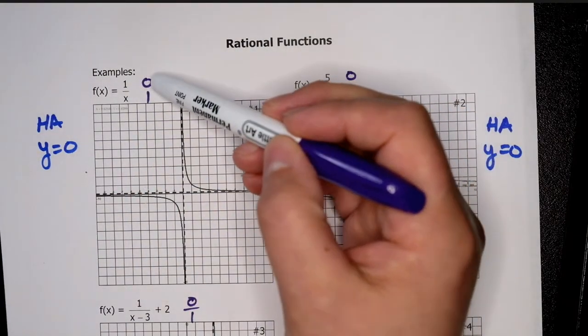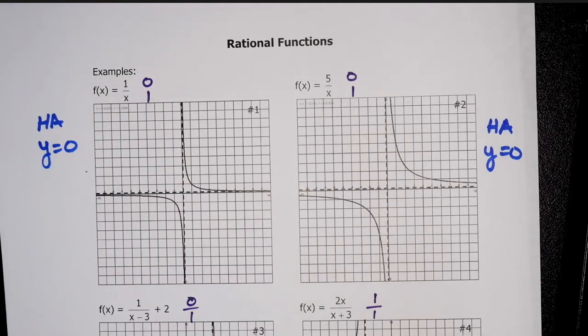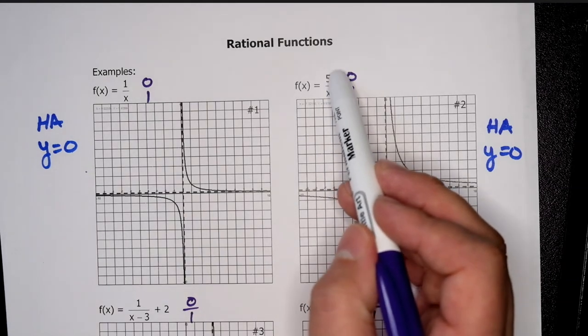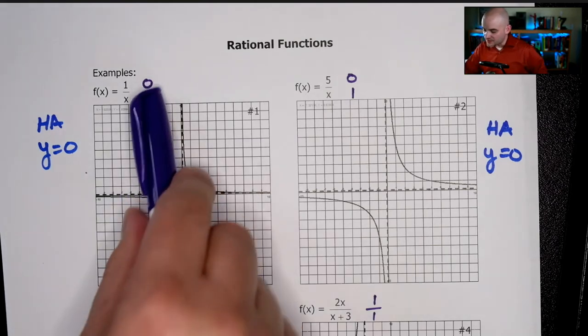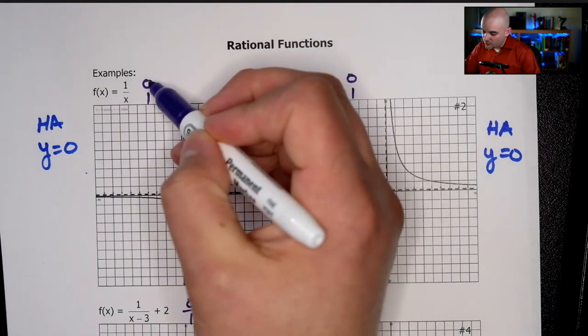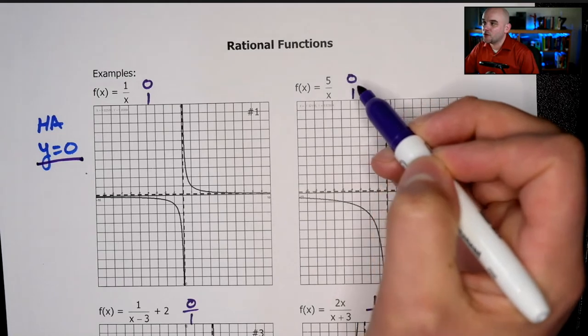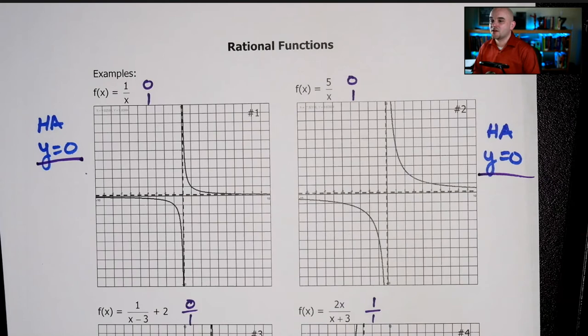So this one, degree of the numerator, notice there's no x up here. So that means that's the same thing as x raised to the 0 power. X to the 0 is 1. Same thing right here on number 2. This is like saying 5x to the 0. So the degree of that numerator is 0. And so in this case, the degree of the numerator is less than the denominator, and we have a horizontal asymptote at y equals 0. This one, degree of the numerator is less than the denominator, and look, we got a horizontal asymptote of 0.